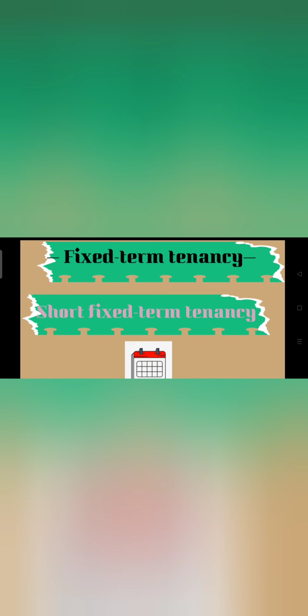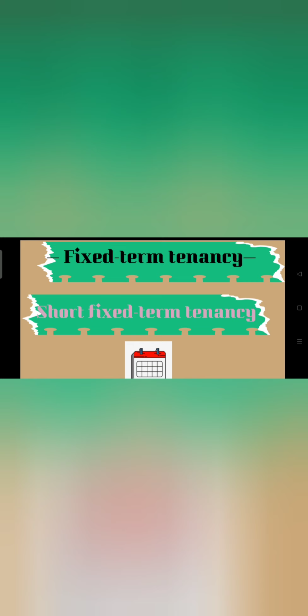Once the term ends, the tenancy will become periodic. If you don't want this to happen, you need to give notice in writing at least 21 days before the term ends.